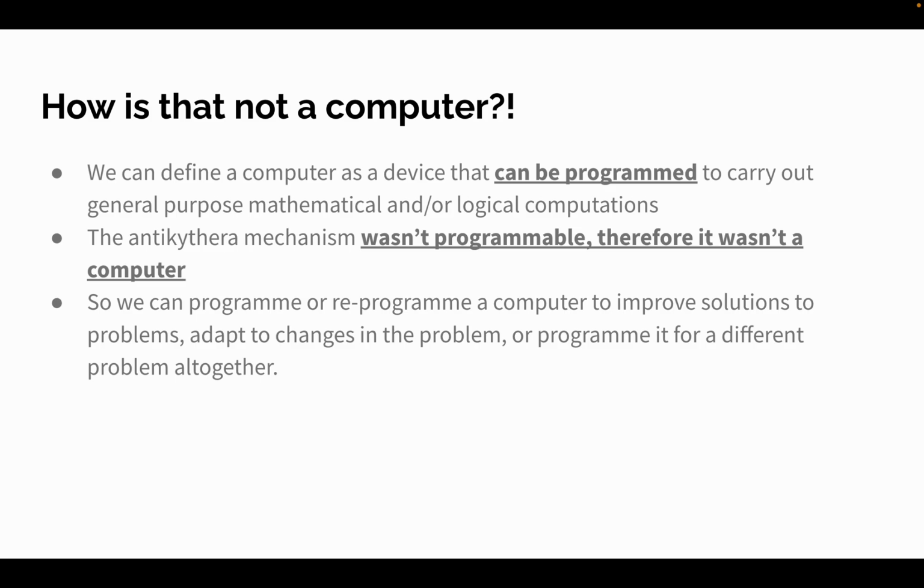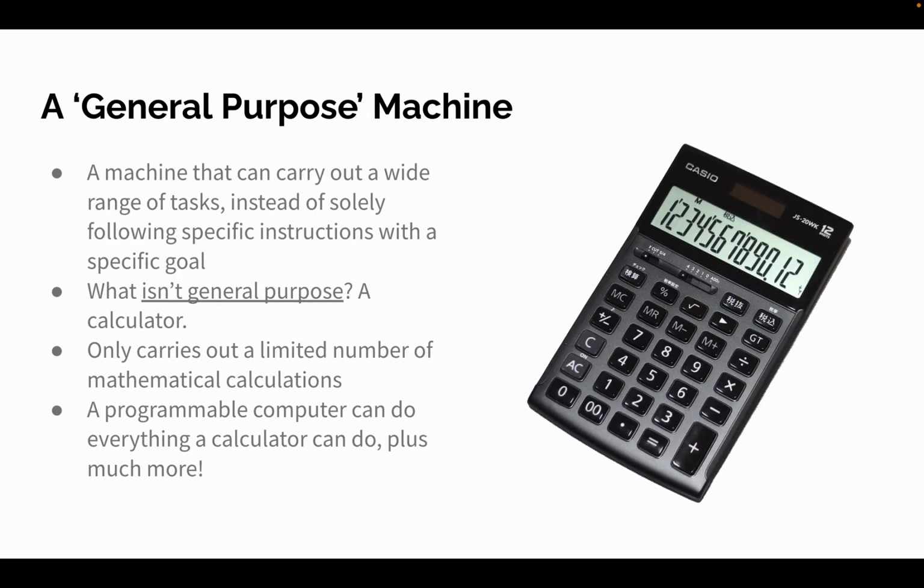So we can add to our definition of a computer that we can program or reprogram it to improve the solutions to a problem, to adapt to different changes in the problem, or to program it for a different problem altogether, which we can't say about the Antikythera mechanism. A computer is very much a general purpose machine. It can carry out a wide range of tasks instead of just following specific instructions with a specific goal.